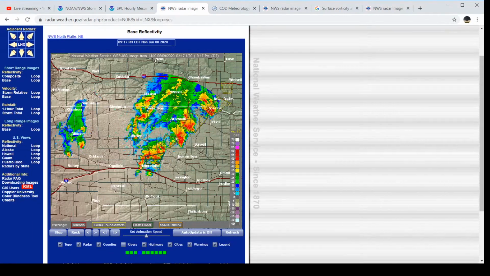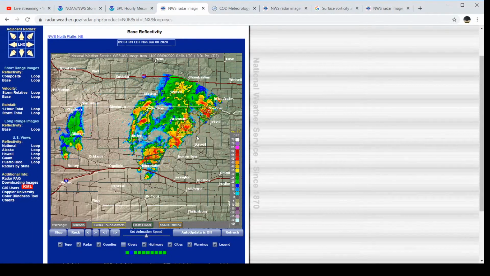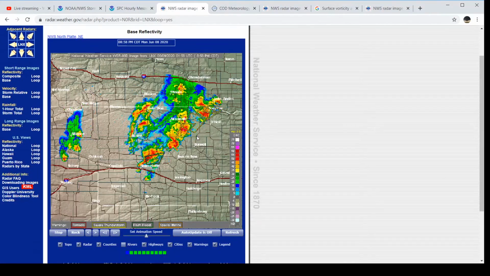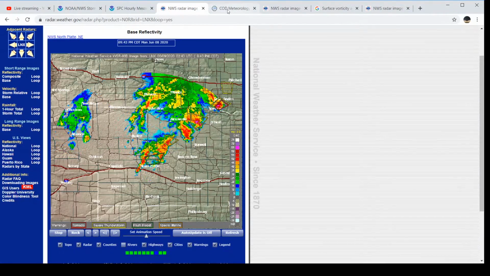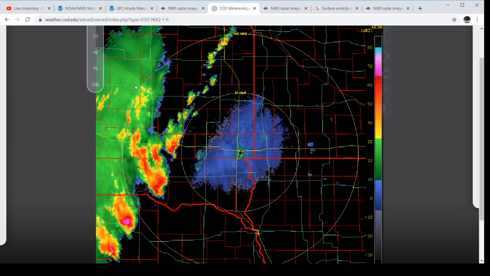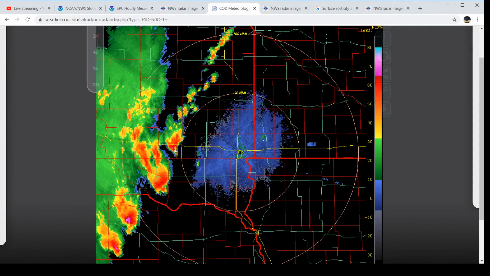I was really thinking these storms right here would do it, but I was wrong. Oh well, we're all human. We'll make mistakes. I'll definitely try to predict better.